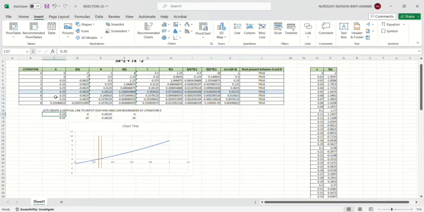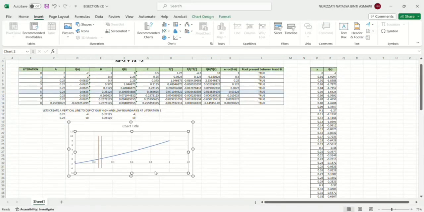0.28125. So for the first value of x, which is 0.25, we need to choose the minimum and the maximum value of y from the graph. So the minimum value that we choose is negative 4, and the maximum value that we choose is 10. So this is the line for x value 0.25.